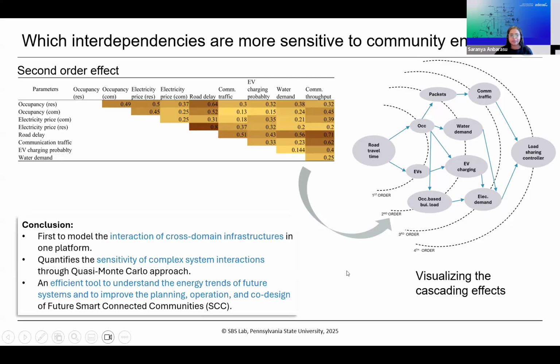So in conclusion, this work together, the three different explorations and applications, is the first to model this cross-domain infrastructure interaction in one of the modeling platforms. Previous studies were mostly standalone, two systems, and the commercial tools were limited in these multi-domain interactions. And this study also quantified the sensitivity of these complex interactions that are essential to be considered while modeling these systems. And also, this SCC library will act as a tool to do co-design and optimization of these future smart connected communities.